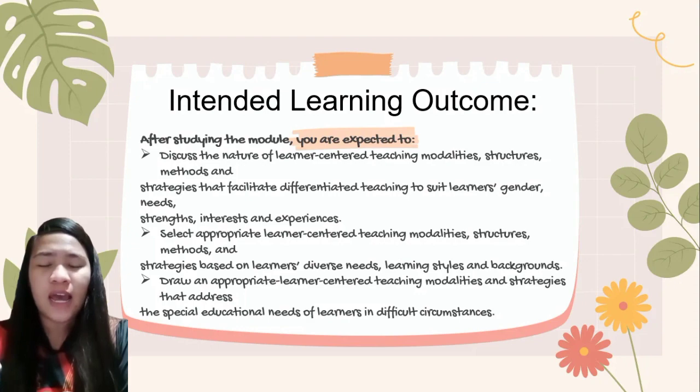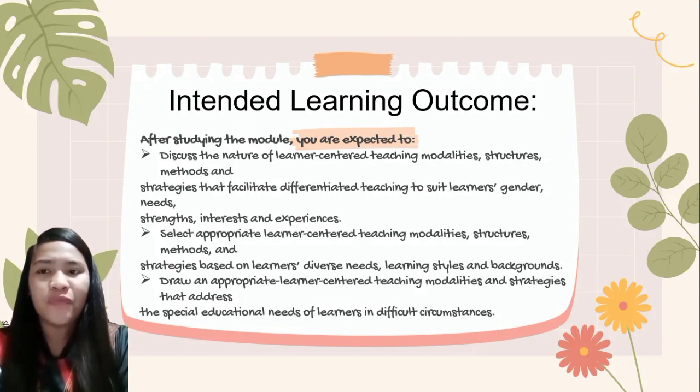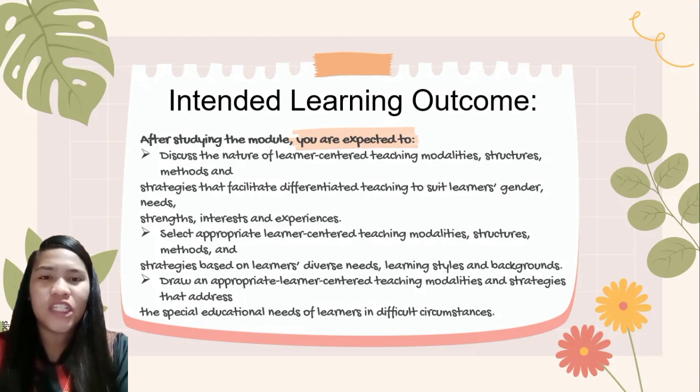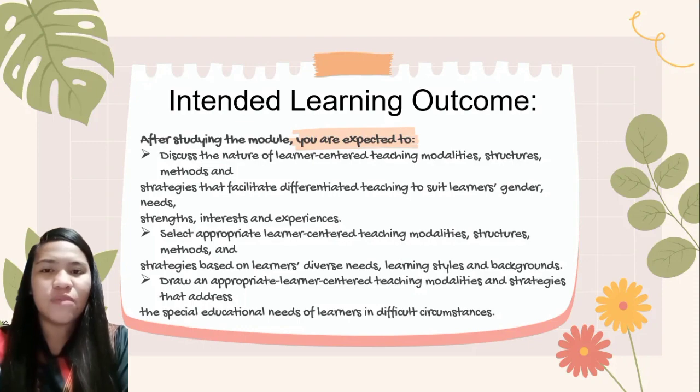Standard learning outcomes. After studying the module, you are expected to: number 1, discuss the nature of learner-centered teaching modalities, structures, methods, and strategies that facilitate differentiated teaching to suit learners' gender, needs, strengths, interests, and experiences. Number 2, select appropriate learner-centered teaching modalities, structures, methods, and strategies based on learners' diverse needs, learning styles, and backgrounds. Number 3, draw appropriate learner-centered teaching modalities and strategies that address the special education needs of learners in difficult circumstances.